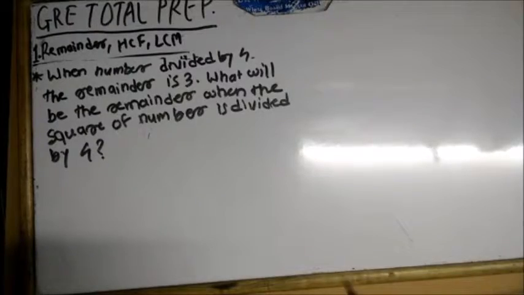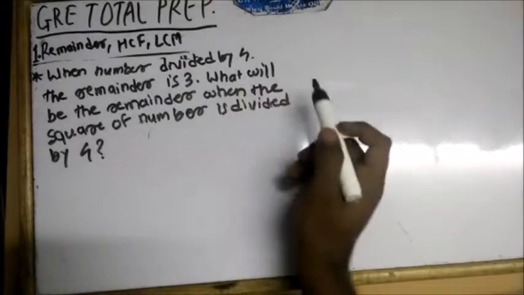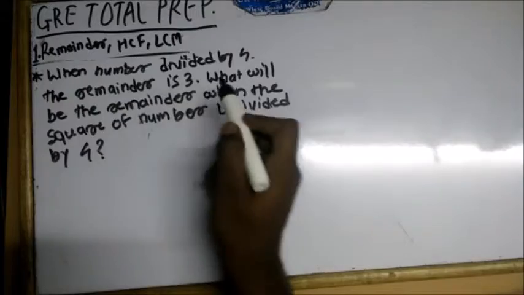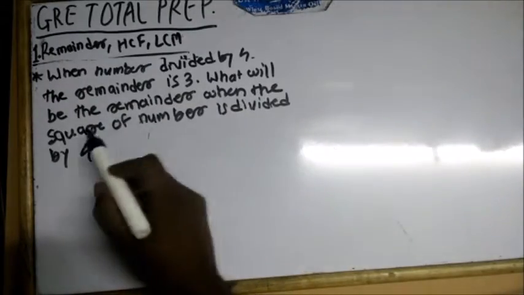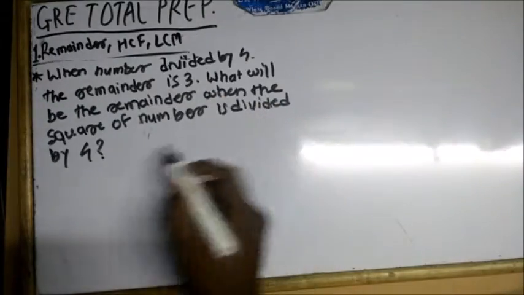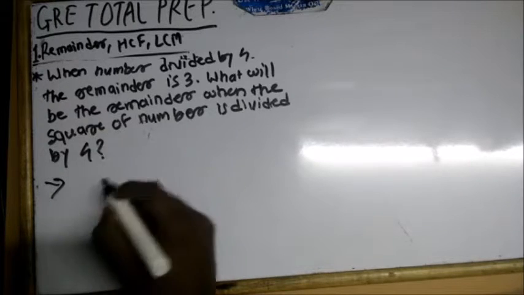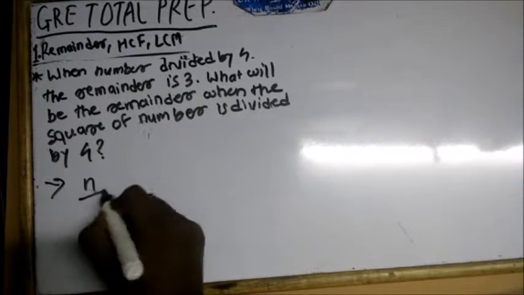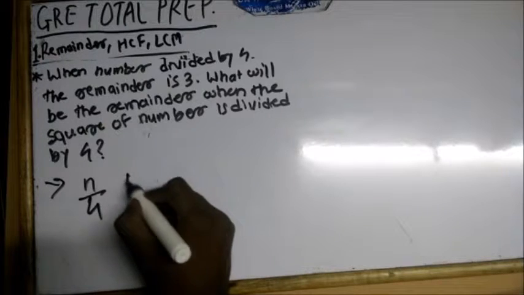Let's go for the next question. When the number is divided by 4, then the remainder is 3. What will be the remainder when the square of the number is divided by 4? Let's go for the answer then.